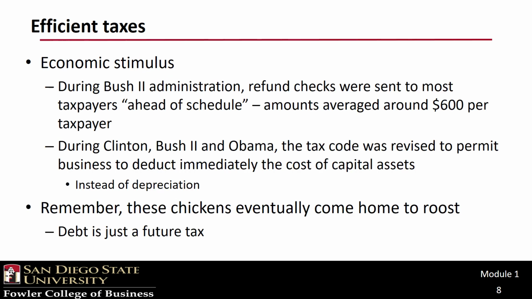During W's terms, he actually had the IRS issue early refunds before the year was even up, trying to put money in the hands of taxpayers to spend it, stimulate the economy. At times over the past few administrations, the tax law was changed to permit businesses to deduct the entire cost of property, plant, and equipment rather than depreciate it over time, in an attempt to stimulate the economy.